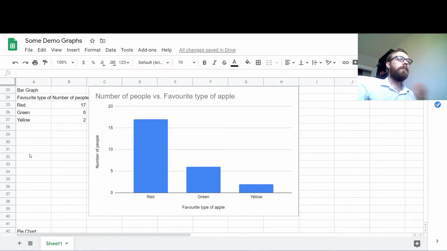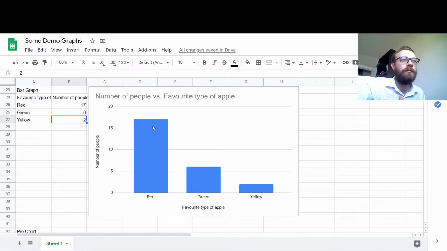So here we have a graph comparing the favorite types of apples for different people. So we've got red apples, green apples, yellow apples, and the number of people that liked each. So we've got 17, 16, 2, so it's out of a class of 25 kids.